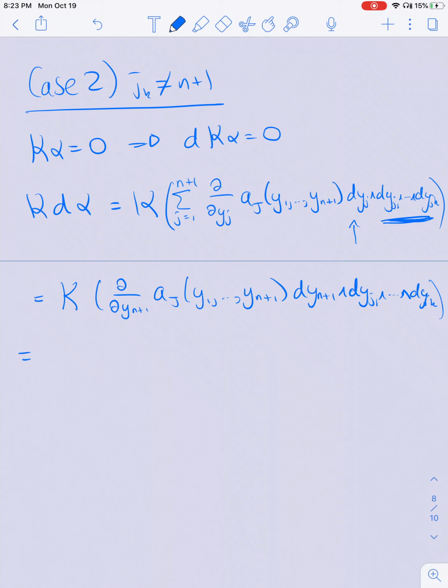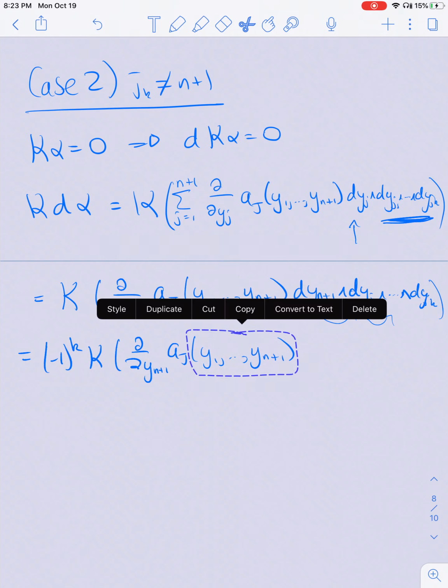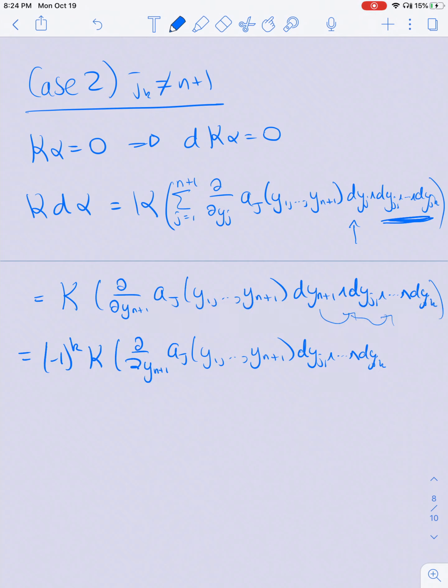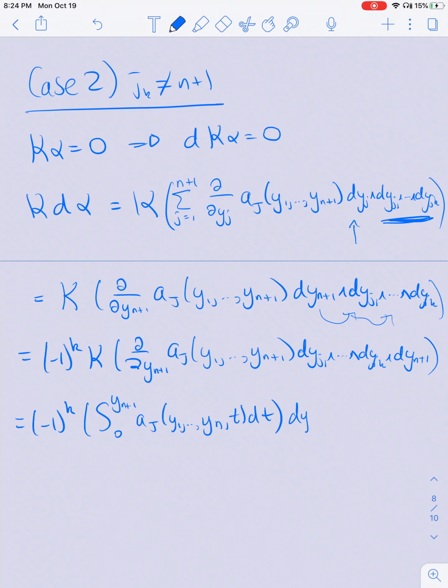And then using linearity of k again, I need to move this over k times. So this is -1 to the k, d by dy n plus 1, a j of all of the same things. But now instead, I've moved my dy sub n plus 1 to the end. So now this is -1 to the k times the integral from 0 to y n plus 1, a sub j y1 through y n t dt, and then times dy j1 wedge all the way out to dy jk.